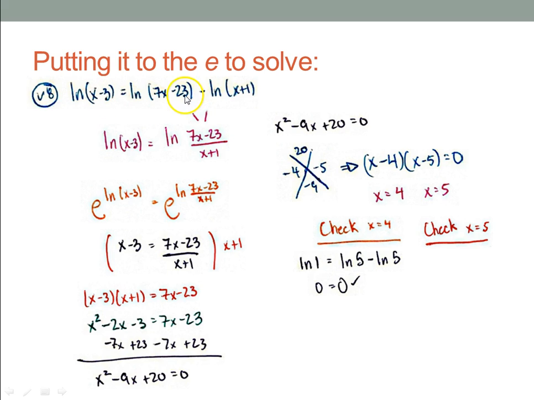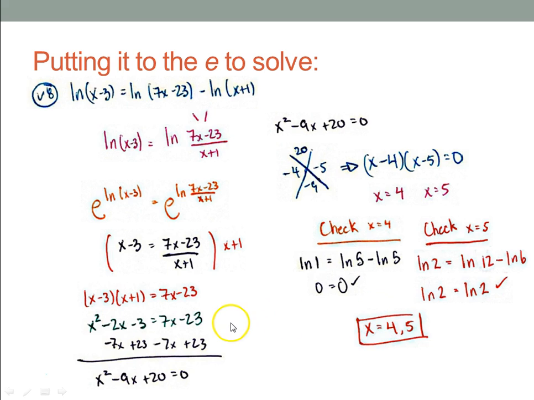So I'm going to put 5 back in my original equation. Pause the video and see if you get the same answer that I do. You should have ln of 2 is equal to ln of 12 minus the ln of 6. Please do not be tempted just to subtract these. That's not what we're doing. Remember, when you subtract logarithms, you can make it into a division problem. So it's 12 divided by 6, it's 2. That's how I know that x equals 4 and x equals 5 are both solutions to checkpoint 8.